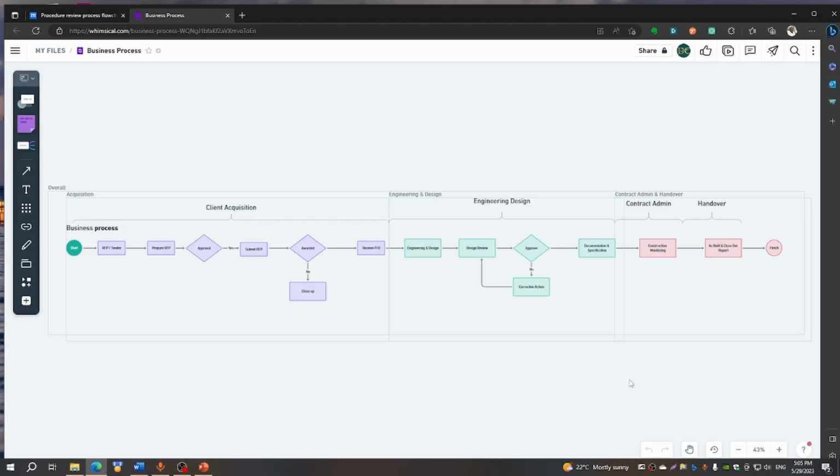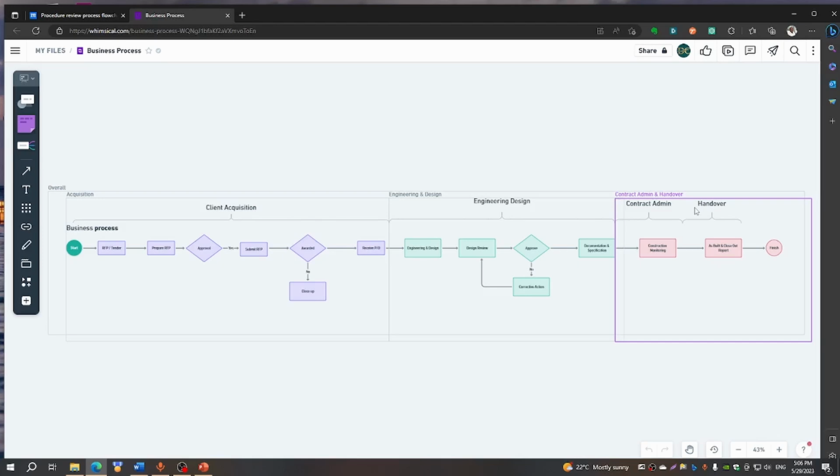We start by breaking down how you would go about identifying systems in your business. The first step in this process is mapping out the systems in the process, which are, in this case, the client acquisition, engineering design, contract admin, and handover. So rather than thinking about things in terms of isolated tasks, we use flowcharts and other visual diagrams to show how all the steps involved in the process connect and make it a true process.